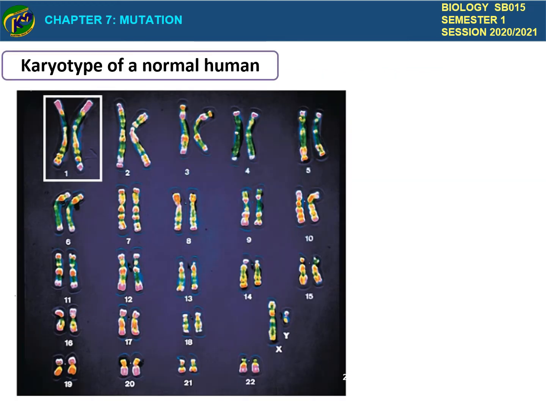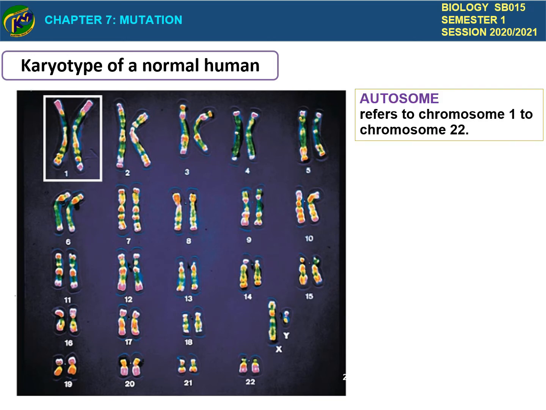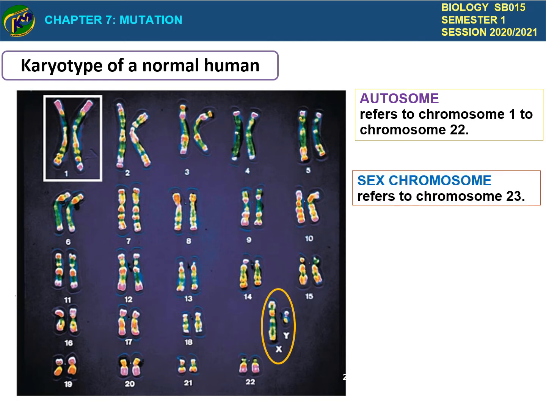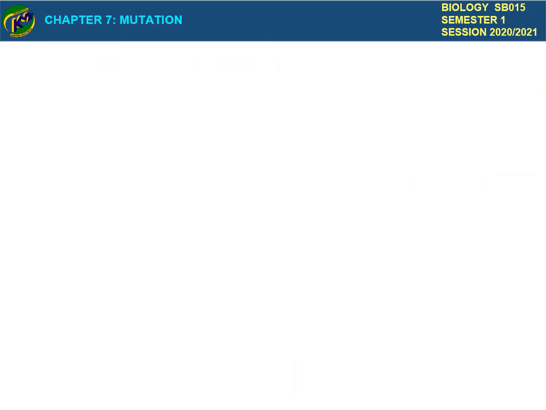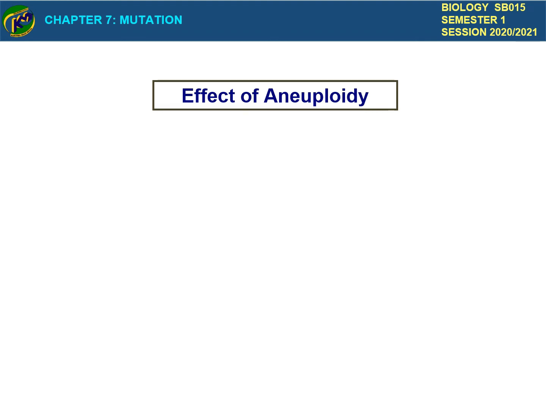This is the karyotype of a normal human. Human cells normally contain 23 pairs of chromosomes, with autosomes that refer to chromosome 1 to chromosome 22, and sex chromosomes that refer to chromosome 23. Now, what happens if the individual lost or gained one chromosome? So, we look at the effect of aneuploidy.